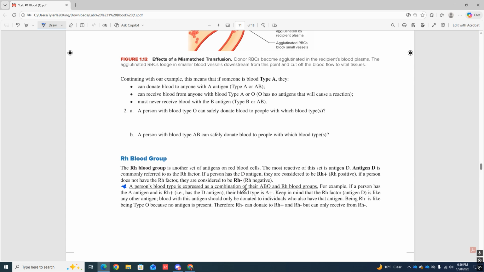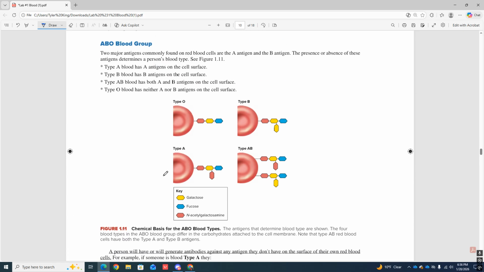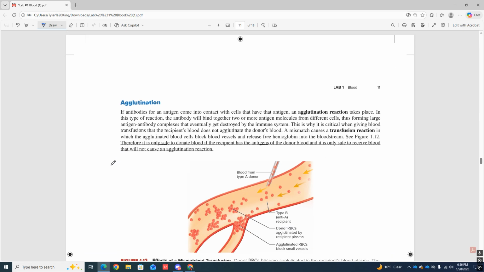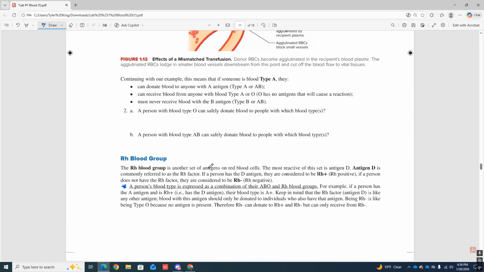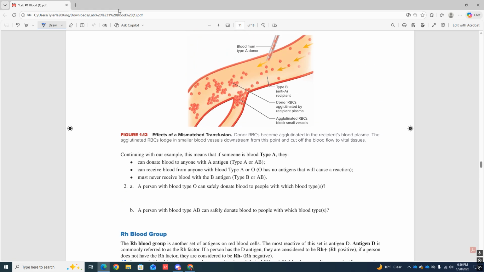All right. Being Rh negative is like being a type O because you have no D antigen present, okay? So because of this, Rh negative individuals can donate to positives and to negatives too, all right? So that's these two. That's how it is. We have our main antigens, A, B, ABO, and we have the accessory ones, positive, negative, all right? So answer this question real quick.